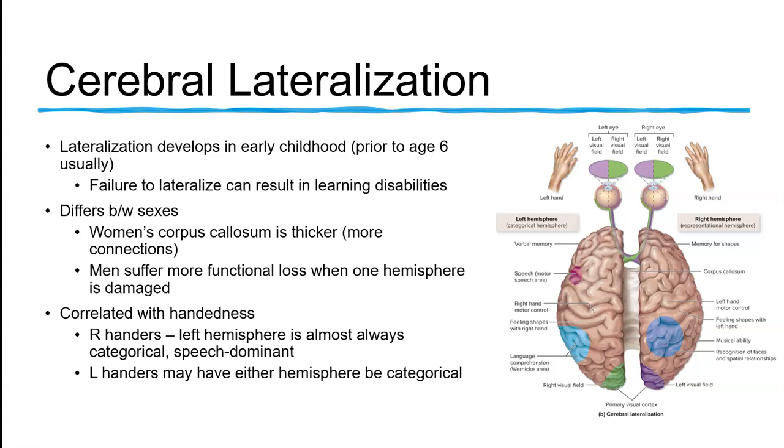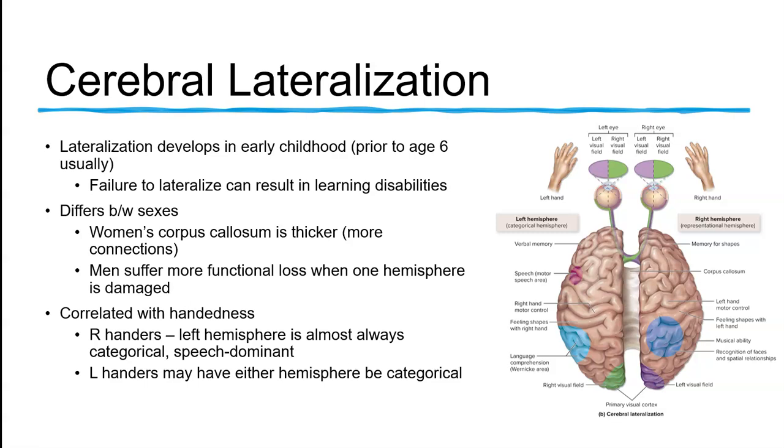This lateralization of the hemispheres develops early in life, usually before you're 6 years old. So in a young child, if you have damage or something happens and you have to remove a hemisphere, the other side will usually take over before lateralization is complete.